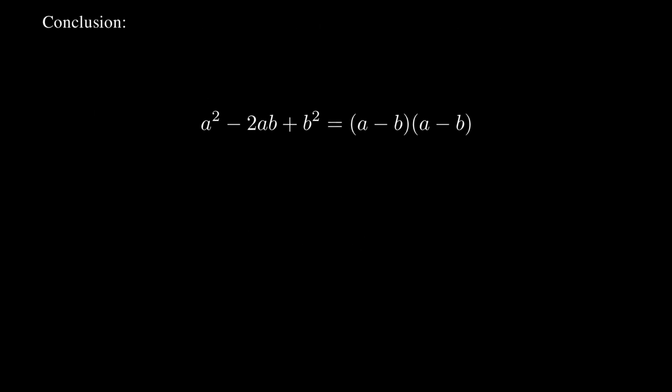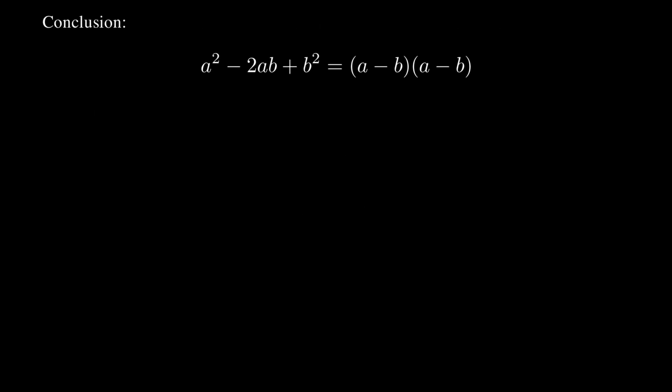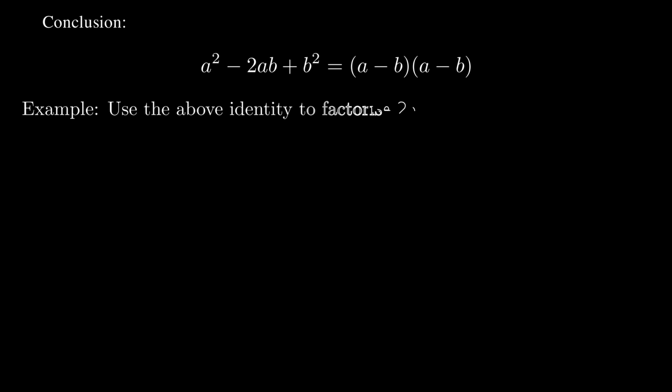At last, we have that a squared minus 2ab plus b squared can be factorized into (a minus b) times (a minus b), which is a fundamental algebraic identity. Now, let us see one application of this identity with the help of an example. The example is asking us to factorize 25x squared minus 20x plus 4 with the help of the above identity.